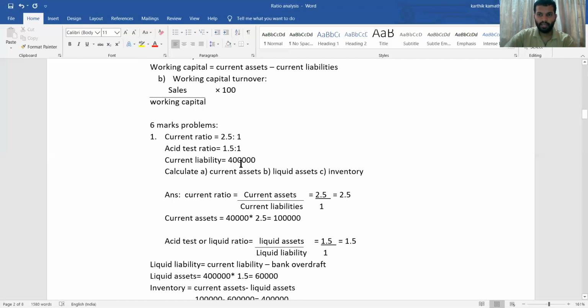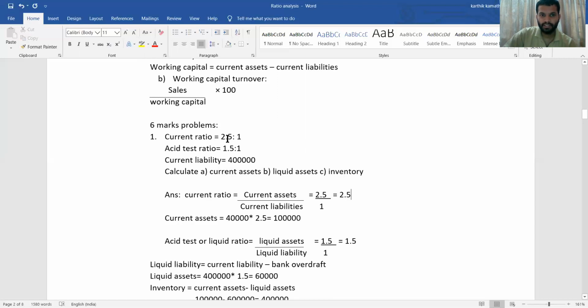So I have solved the problem using percentage. You can do either way. You can use the ratio, or else percentage is also good enough. So here first you need to calculate current asset. Current asset means first you need to write the formula of current ratio. So current ratio is equal to current asset divided by current liability. And here in the problem they have given current ratio 2.5 is to 1.